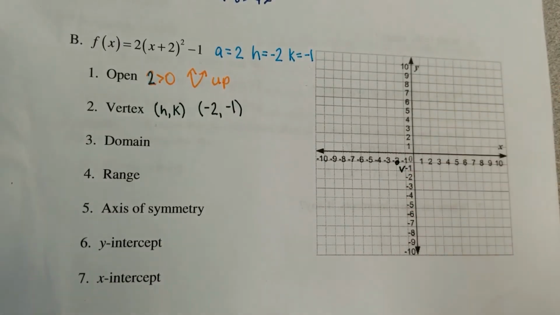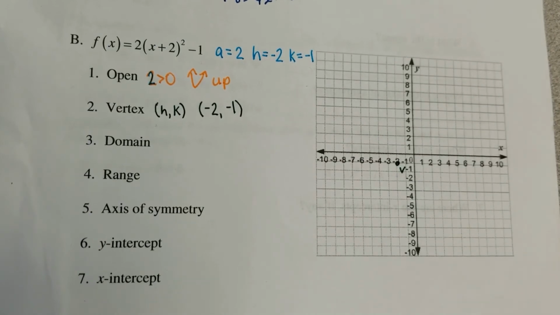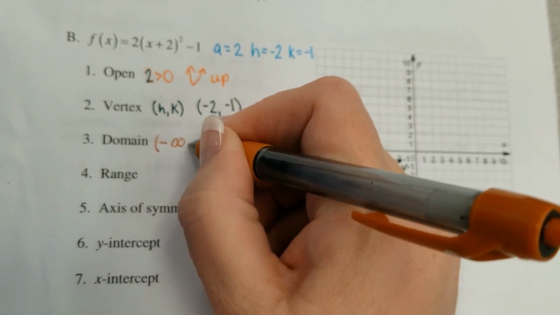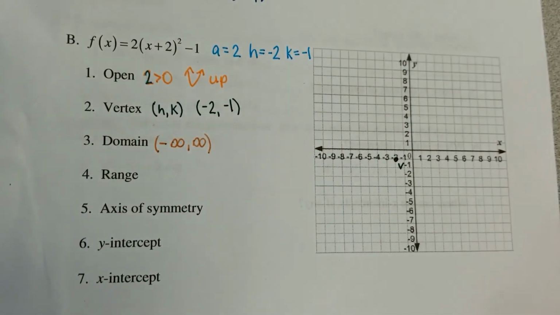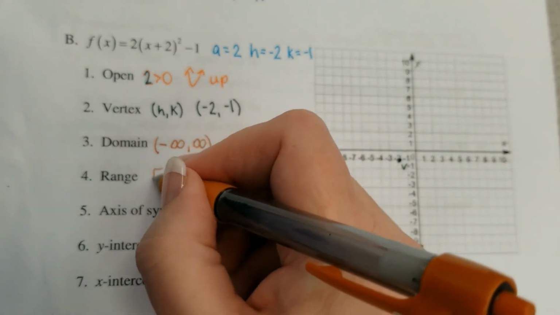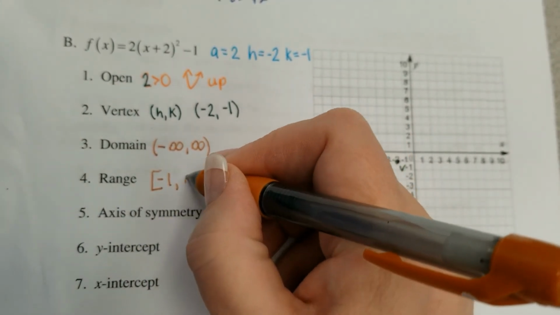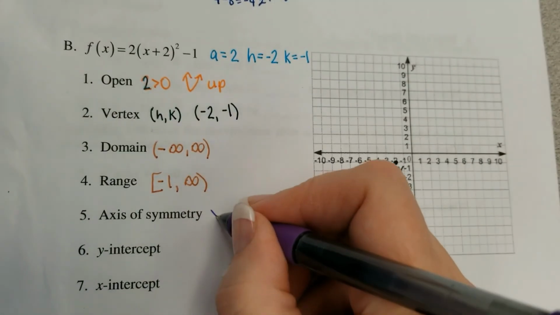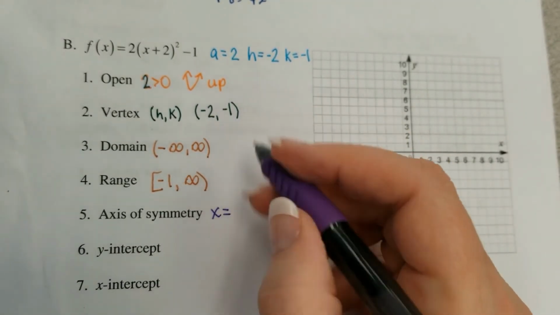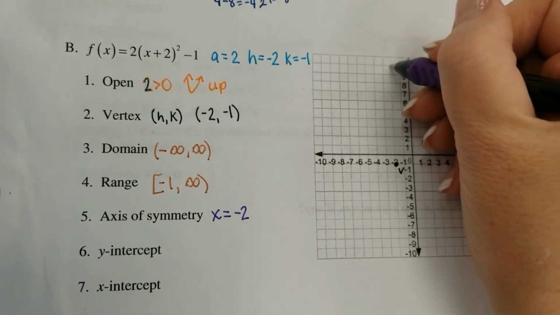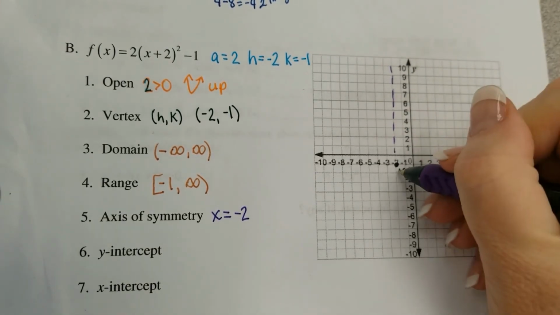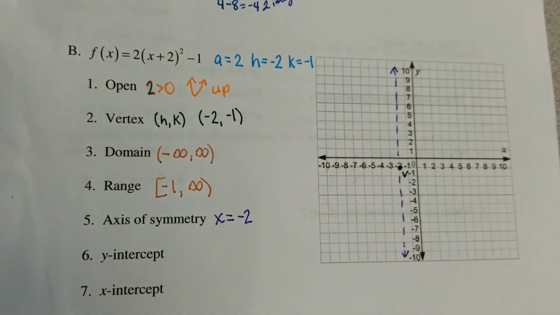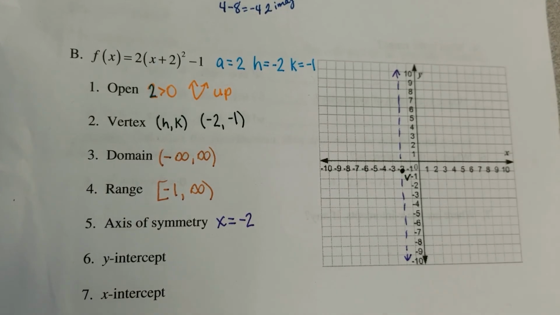And since it's opening up, I know this time I'm going to have some x-intercepts. Our domain is always going to be negative infinity to infinity. This range is going to start at negative 1. And since it's going up, it goes to infinity. Our axis of symmetry is always x equals h, or negative 2. So I'm going to put a vertical line at the axis of symmetry. And whatever point I put on one side, I can put a point on the other side as a mirror point.